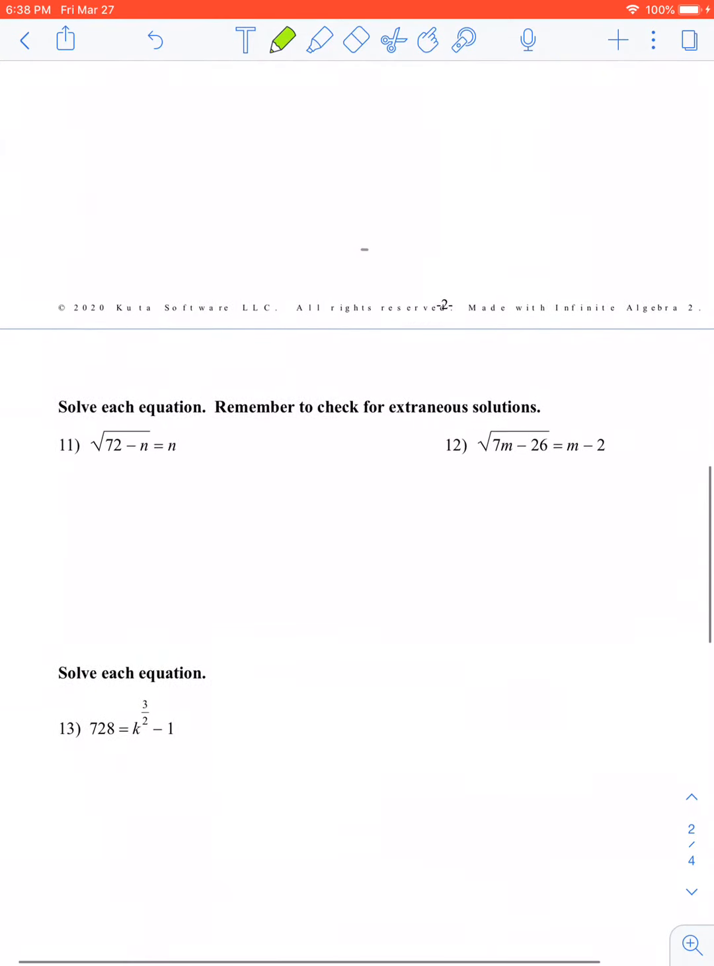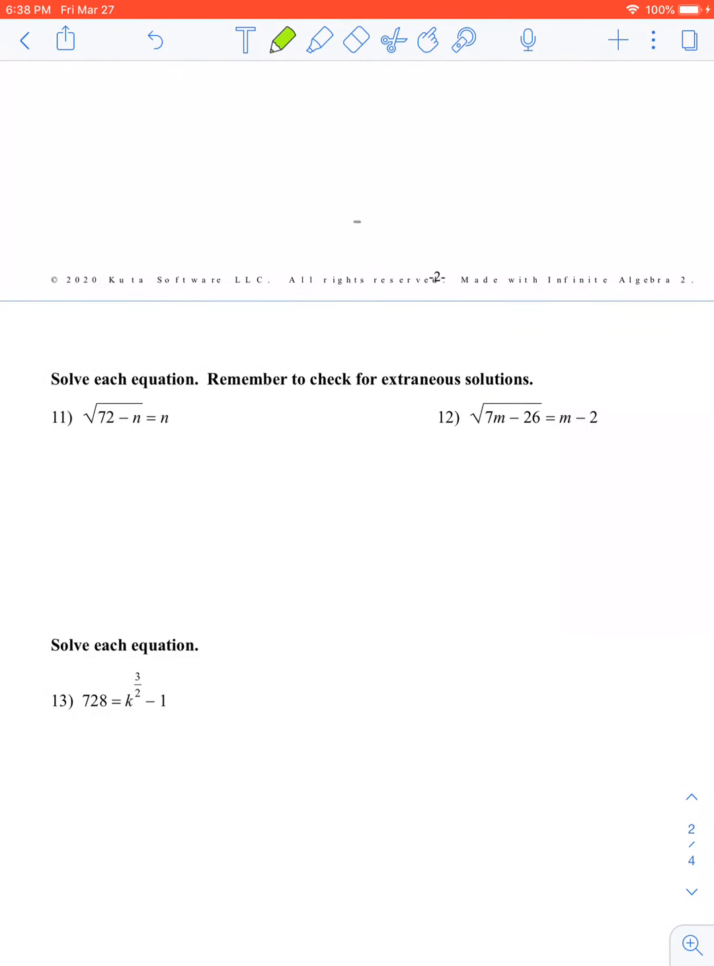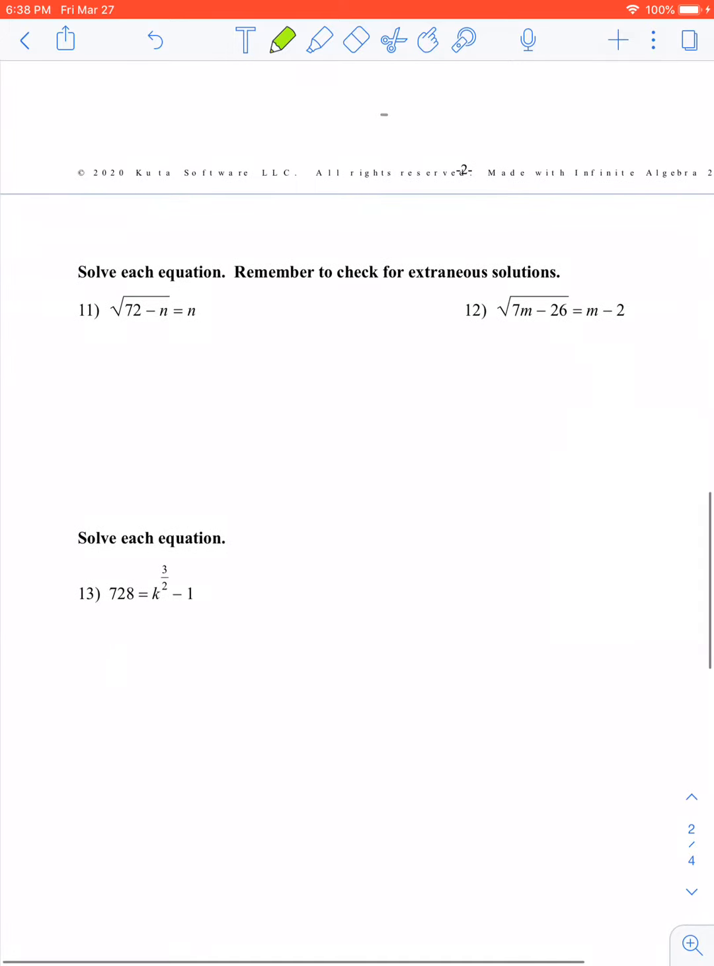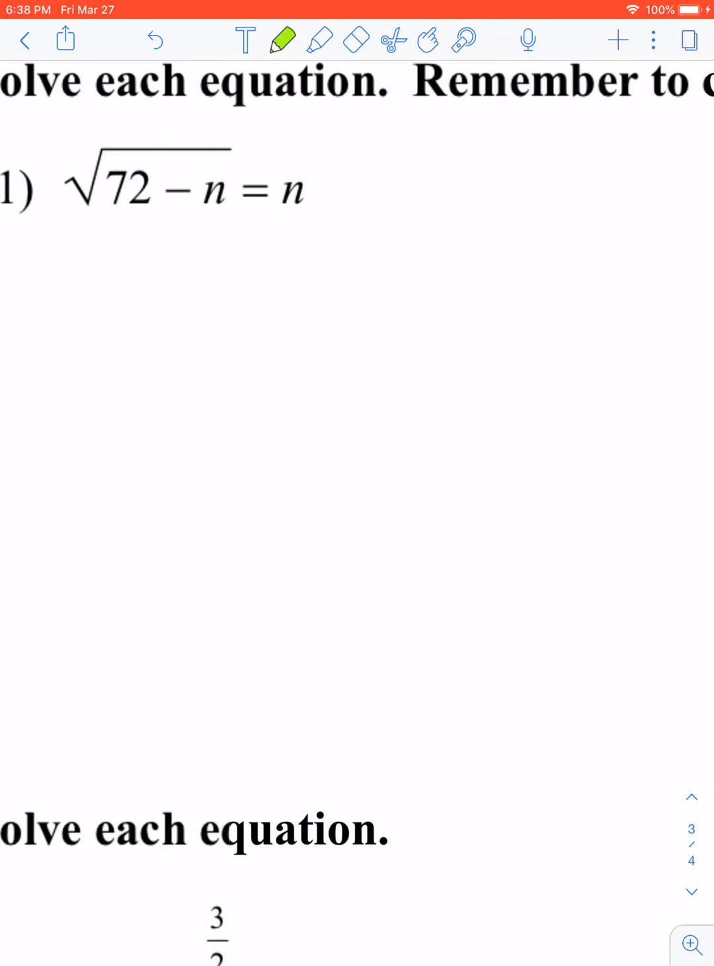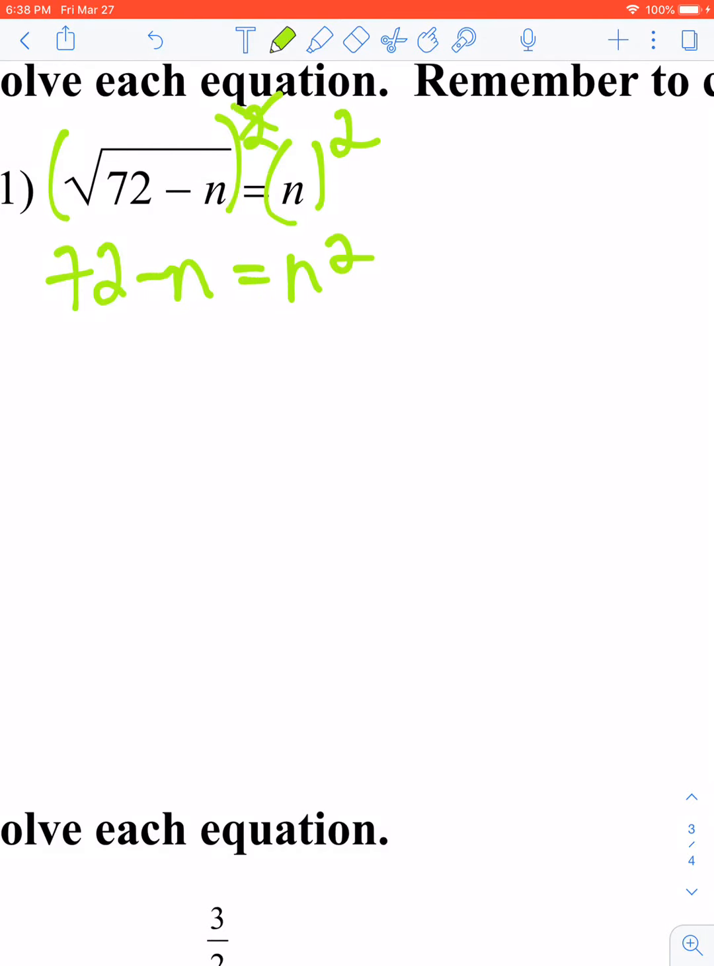All right. Now that was all review prior to spring break. This is what we did last week. We need to solve these equations and check for extraneous solutions. Okay, let's look at number 11. Since I am in the square root mode, I'm going to undo the square root by squaring. So this gives me 72n is equal to n squared because the square and the square root cancel.